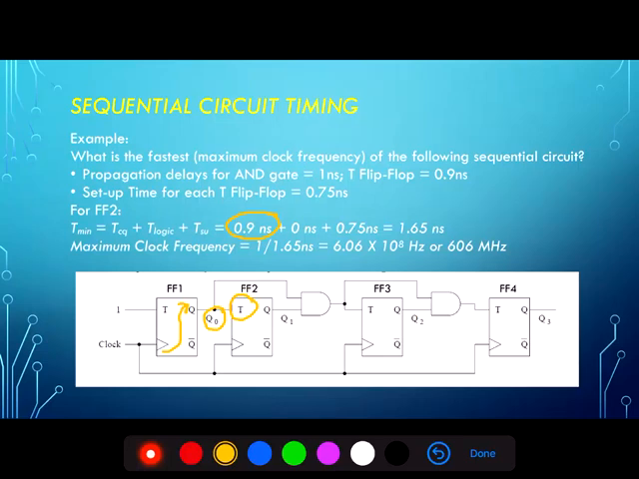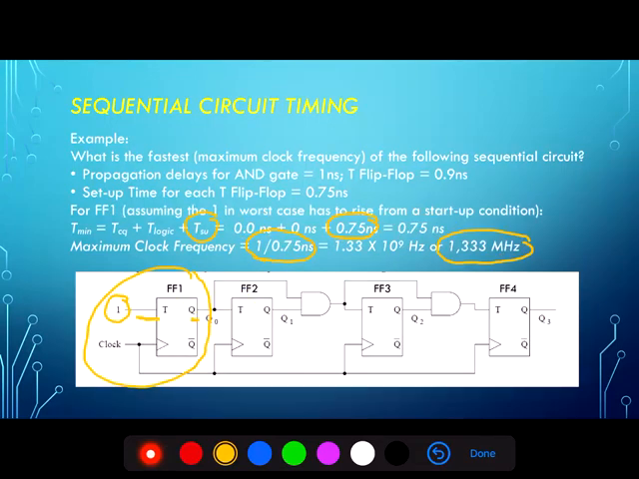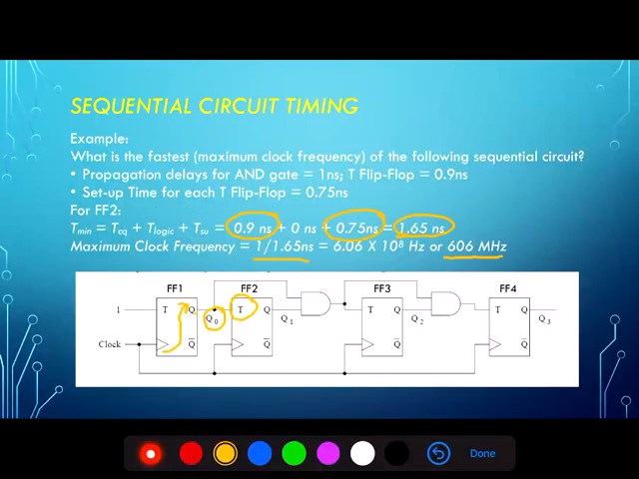So first the signal has to propagate from the clock triggering to the output of the first flip-flop, and then it has to have enough time to set up at the input of flip-flop 2. That second parameter is the 0.75 nanoseconds shown in this equation for a total of 1.65 nanoseconds. If we take the reciprocal of that, we get a maximum clock speed of 606 megahertz. So between flip-flop 1 and flip-flop 2, we're now down to a maximum clock speed of 606 megahertz.